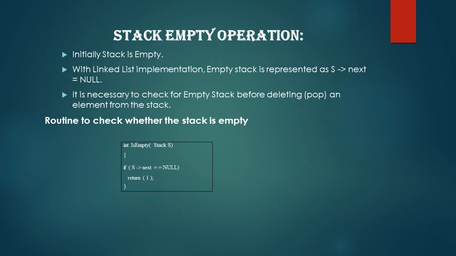Stack empty operation in the linked list. Initially, stack is empty. With linked list implementation, empty stack is represented as S next is equal to null. It is necessary to check for empty stack before deleting (pop) an element from the stack. Routine to check whether the stack is empty: int is empty stack S; if S next equal to null, return 1.